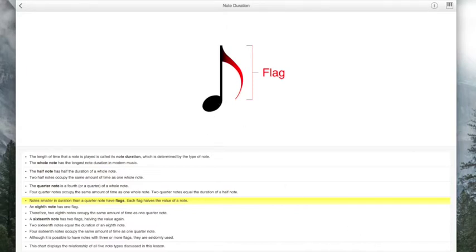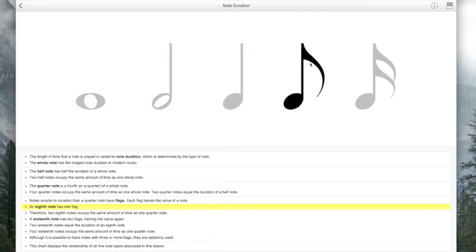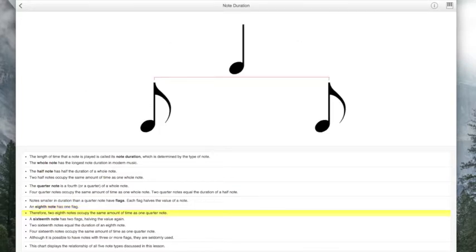And this is an example of an eighth note. And an eighth note has one flag. And you can see it kind of hanging off there to the right. And therefore, 2 eighth notes occupy the same amount of time as 1 quarter note. Break that quarter into eighths, and we end up with 2 eighth notes.